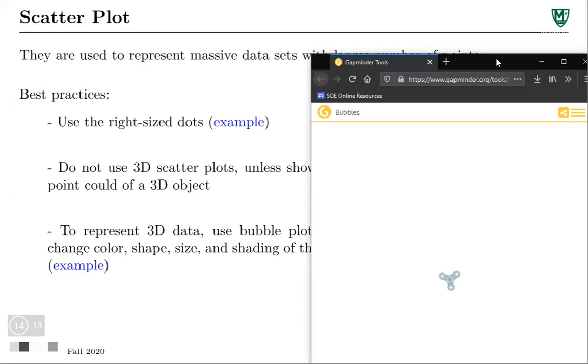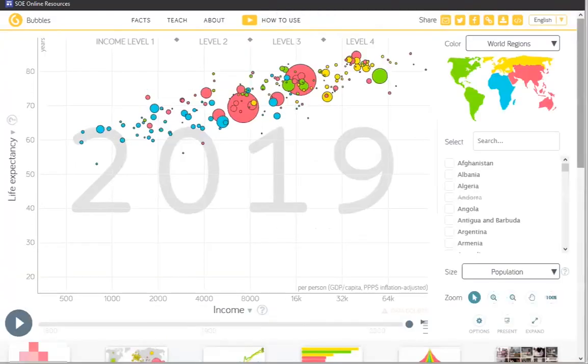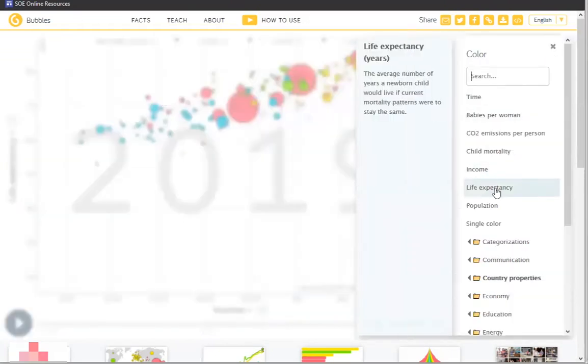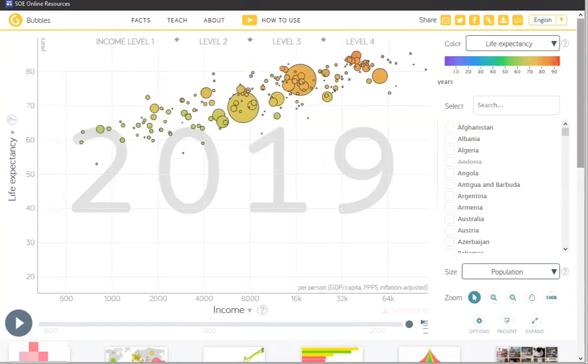I'll show you a good example of that. This is actually the website Gapminder. If you're curious about visualizing different types of data, I encourage you to go there. That's a pretty interesting set of data. Let's focus on life expectancy. Now, this is a bubble chart. It shows life expectancy versus income. It's 2 variables, life expectancy versus income.